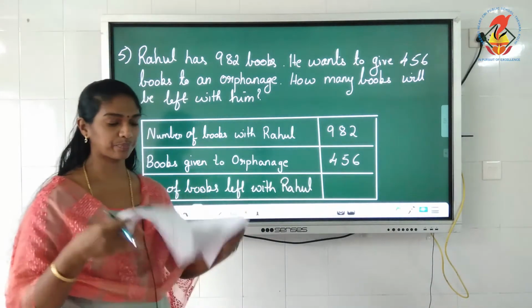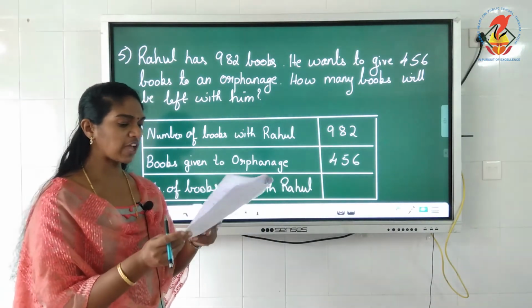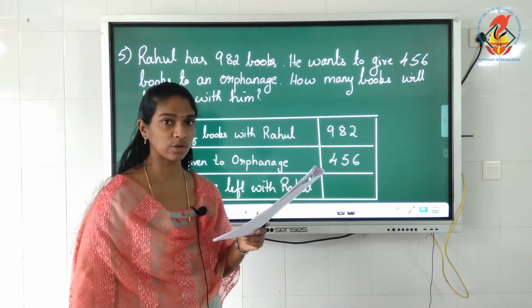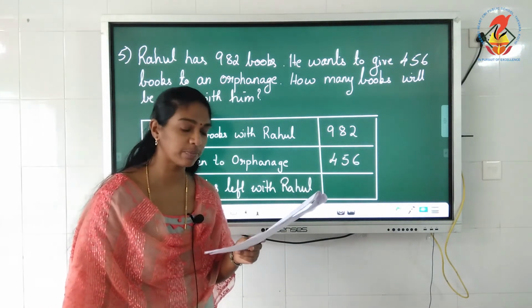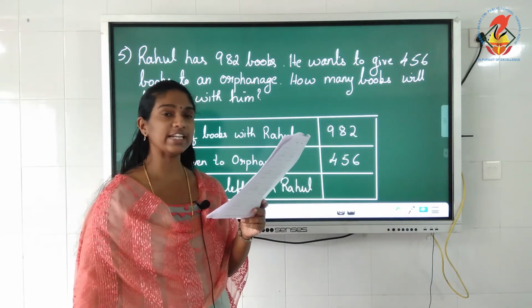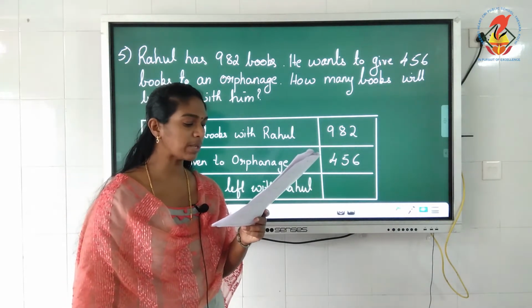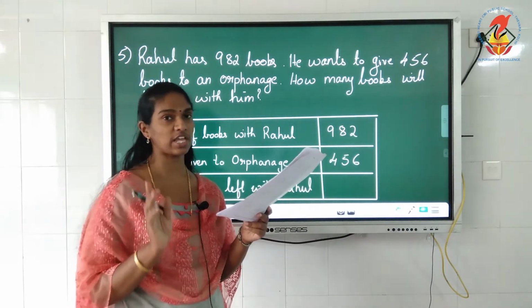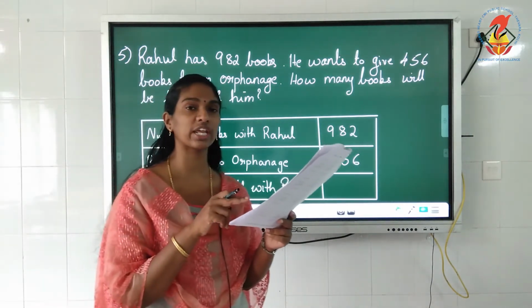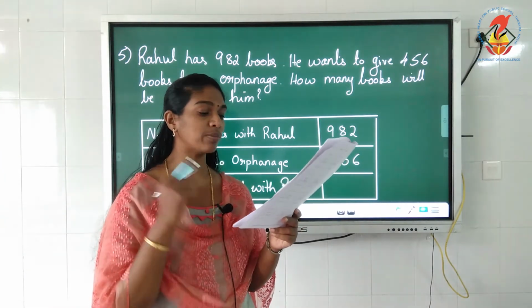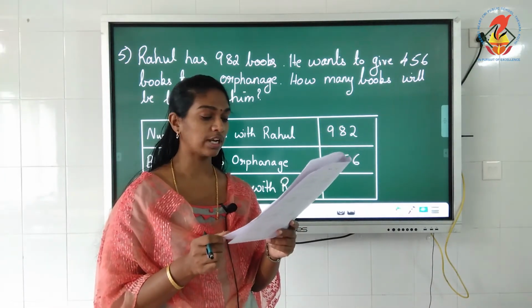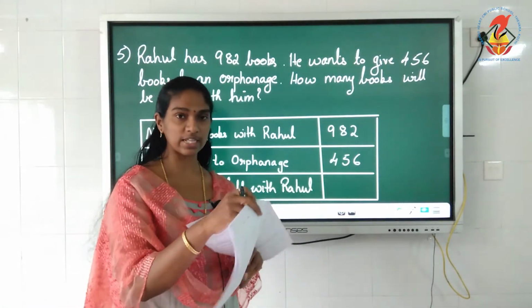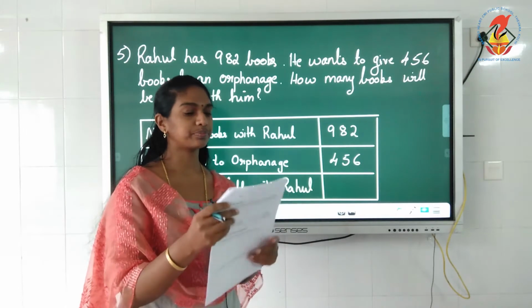Sorry, question 3. Divya is reading a book which has 128 pages. Okay, the book she is reading has 128 pages. She has read 98 pages. How many pages are left for her to read? She read 98 pages. So, you write down the answer and then get it.